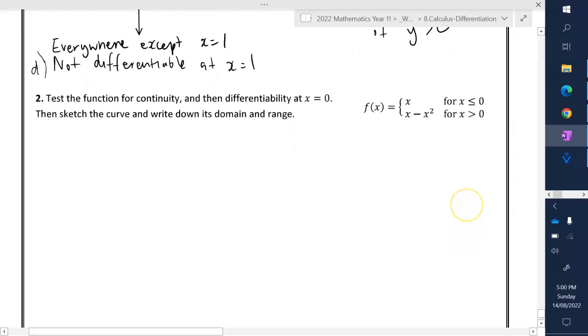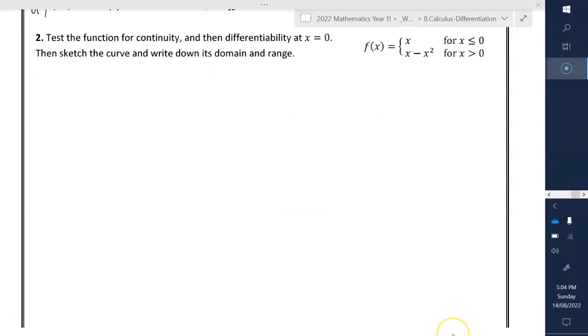Okay, part 2, it says test the function for continuity and then differentiability at x equals 0. Then sketch the curve and write down its domain and range. Okay, so here's our function. For x less than or equal to 0, we're equal to x. And for x greater than or equal to 0, we're equal to x minus x squared. Okay, so let's test for continuity first.